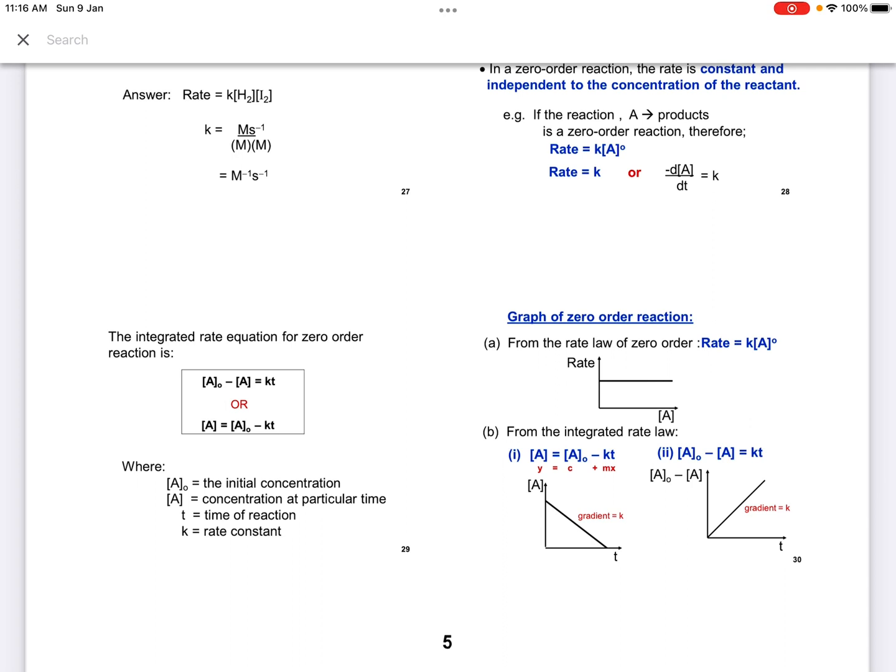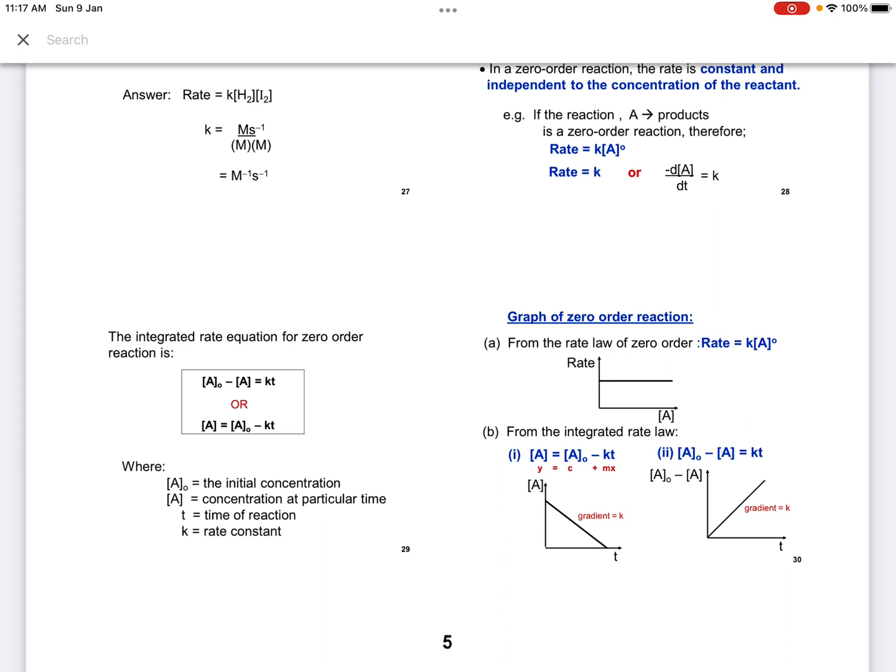The first graph, rate versus concentration, you get a constant graph. From the integrated rate law, we can get two equations. [A] equals to [A]0 minus kt. We can compare with the linear equation y equals to mx plus c. So our y will be concentration of A, our x will be time t, and please take note, the gradient is negative k, it's a negative slope, while the intercept at y-axis is [A]0, or the c is [A]0.